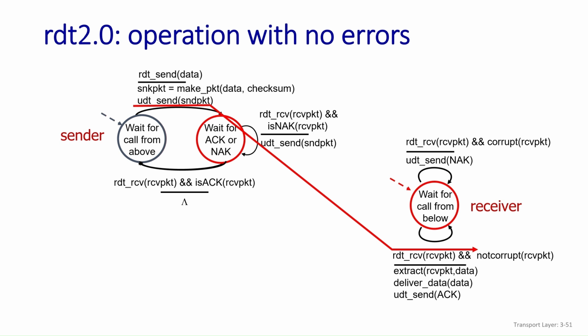And on the receiver side, the event is what? Remember, the operation is with no errors. The receiver receives a packet, and the packet is not corrupt. The data will be extracted and passed to the application layer, and the receiver will send an acknowledgement to the sender. The sender receives a packet and it is an acknowledgement, so this is the event that takes place. No action is needed, so it makes a transition back to the state wait for call from above.